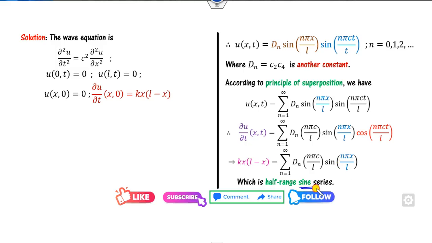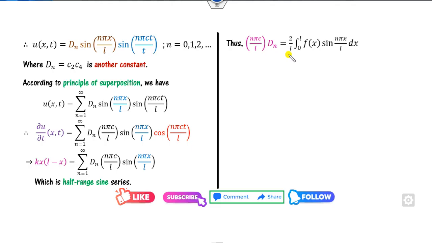So your expression will be, now again it's a half range sine series. So again your target is to find the half range sine series. The coefficient of the sine is dn n pi c upon L. What is f(x)? f(x) is this number, so I can substitute this. L will be cancelled out. dn will be 2 over n pi c, integral from 0 to L. f(x) is k, k is outside, (Lx minus x square). Now you can integrate them.